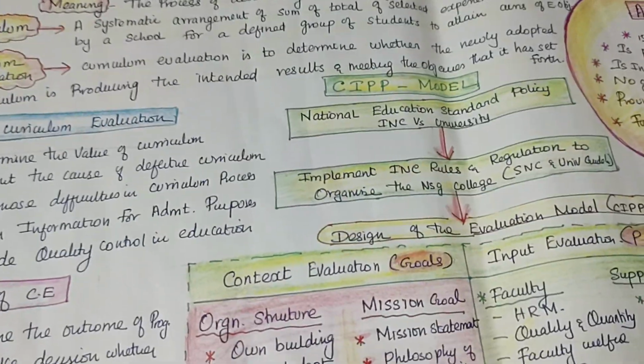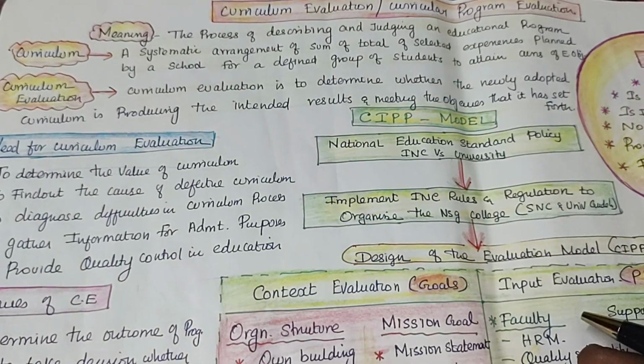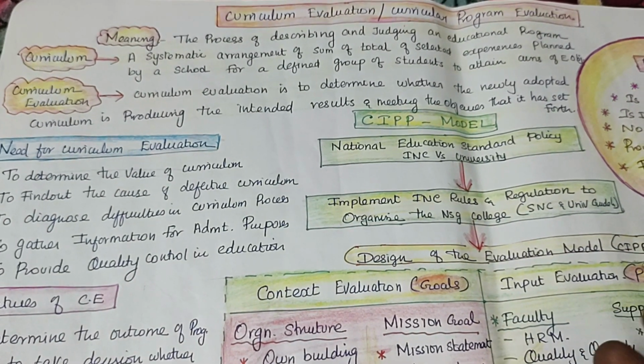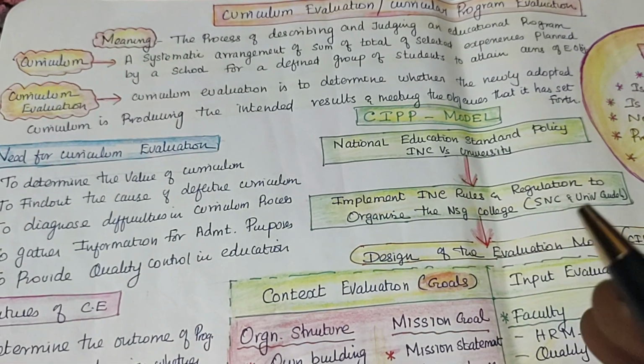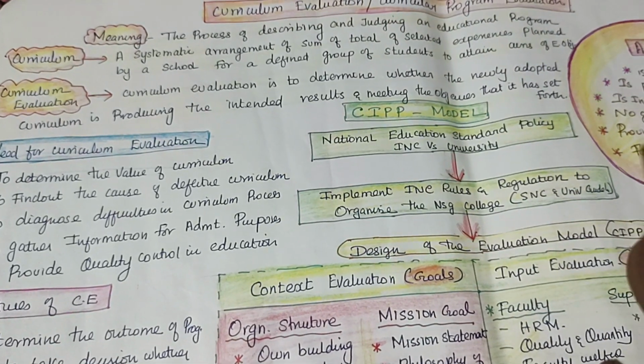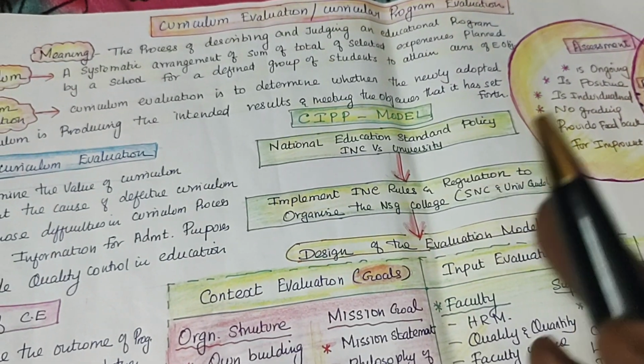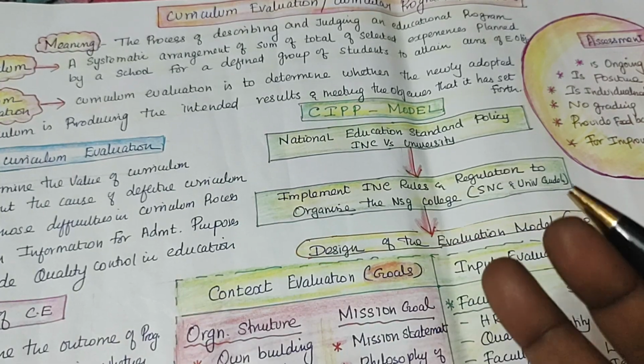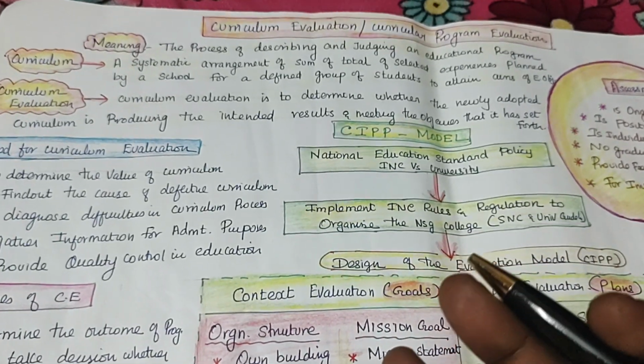If a 10 mark question comes for MSc students, you can write the CIPP model, or curricular evaluation. Whenever you write, first write what is the curriculum and what is evaluation. Evaluation is nothing but the process to assess whether the educational objectives are achieved or not.